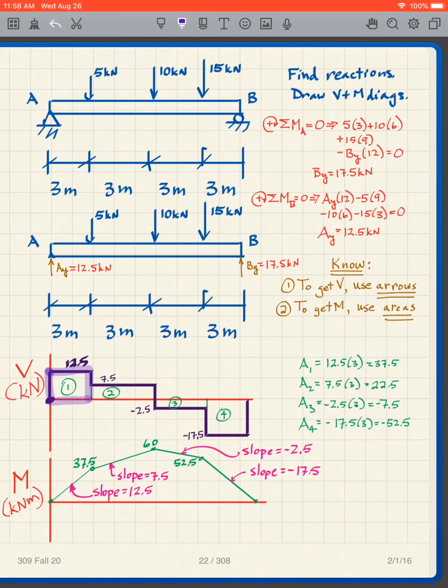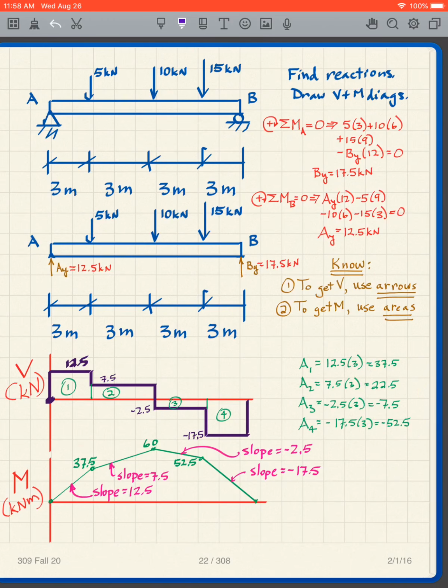for that one. This one is going to be 3 meters times 7.5 kilonewtons. This one is going to be 3 meters times negative 2.5 kilonewtons. This is going to be 3 meters times negative 17.5 kilonewtons. Those are my areas, area 1, area 2, area 3, and area 4. So I'm going to use these values.